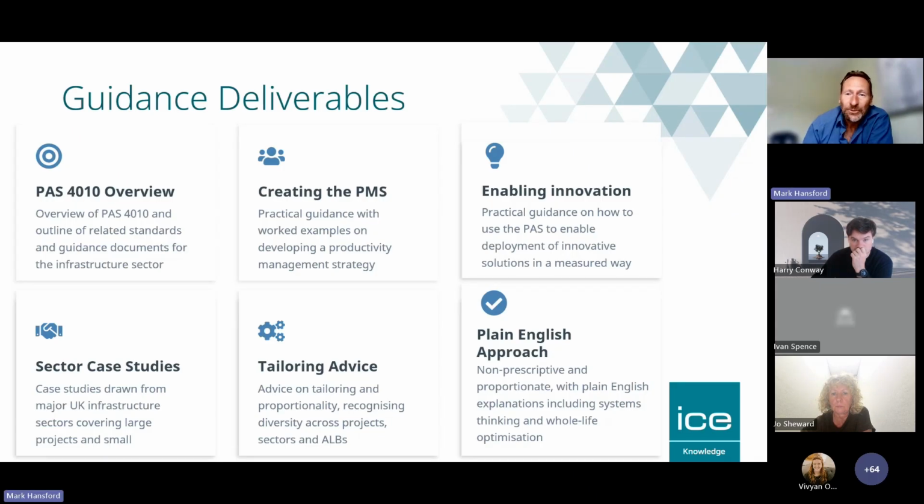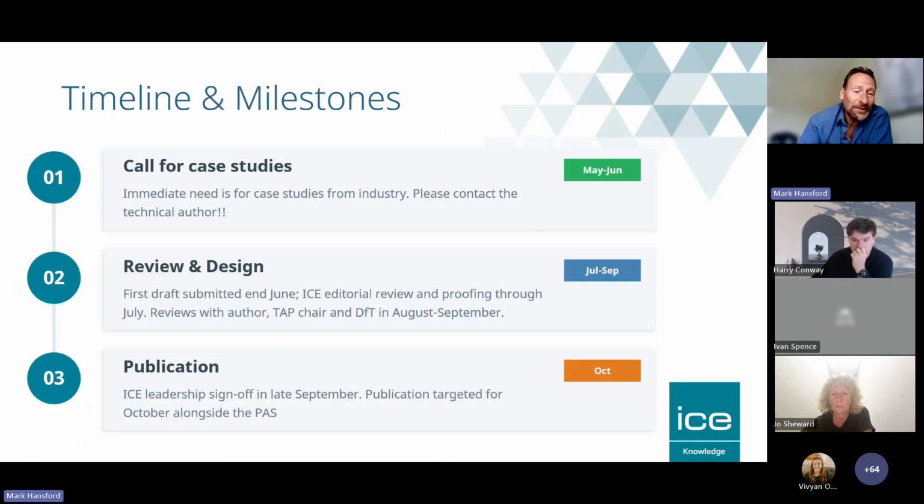So where are we with the guidance? We're in similar critical places with the standard itself. We have just produced the first draft of the guidance, which is going into internal review.